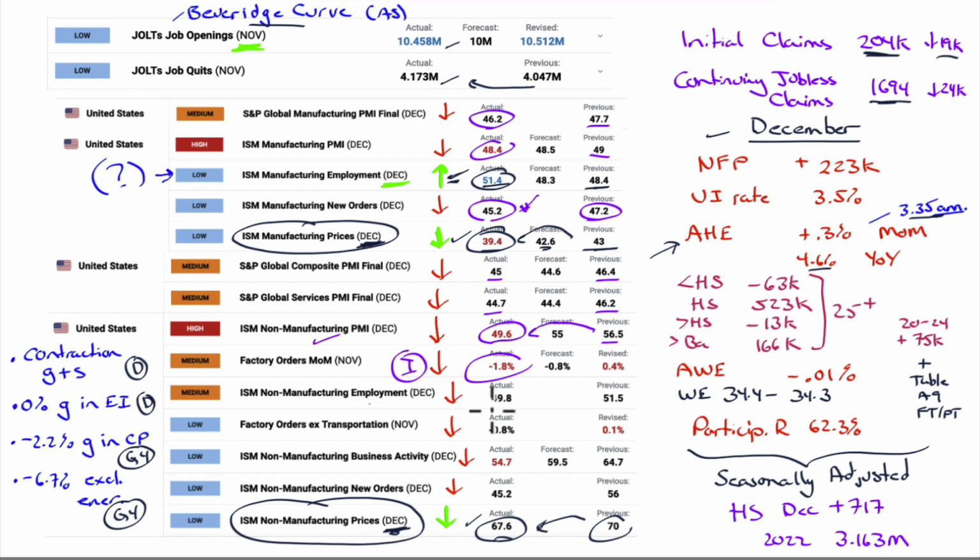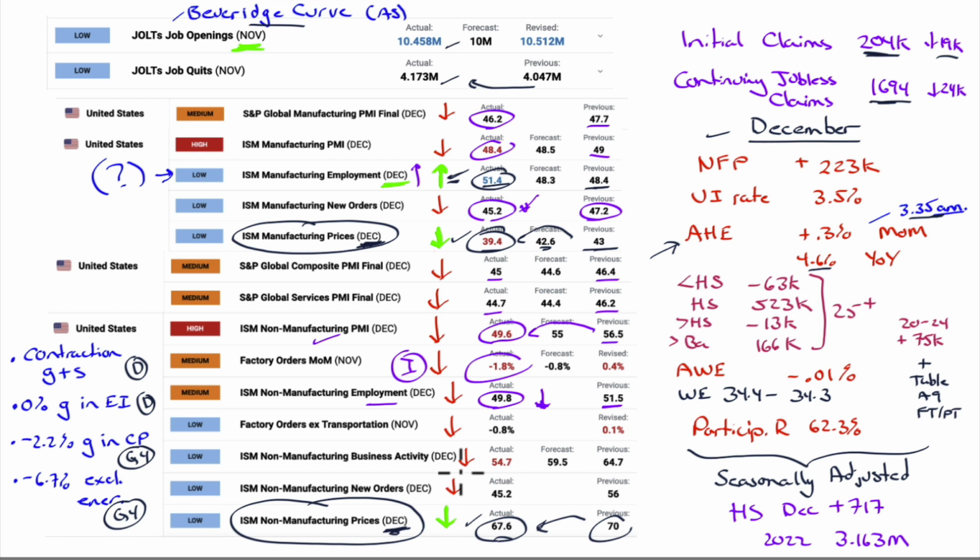Non-manufacturing employment here, 49.8 versus 51.5, which is showing in the services sector some kind of wage or employment slack starting to show up. This is ISM manufacturing, which is in the goods producing sector. So we're seeing employment prospects increasing in the goods producing sector, but decreasing in the services producing sector.